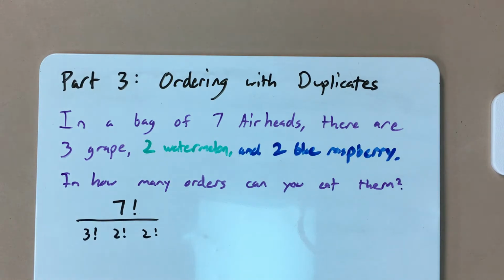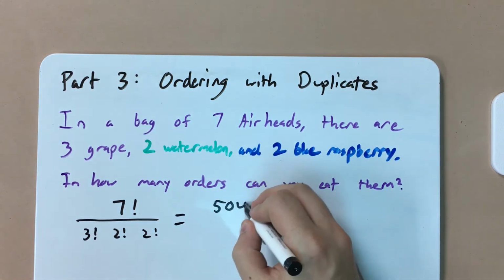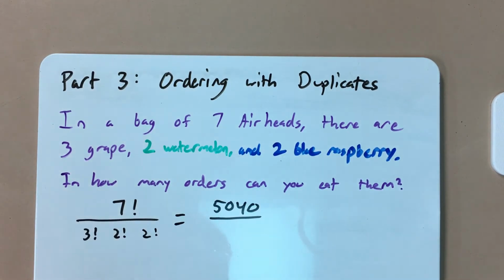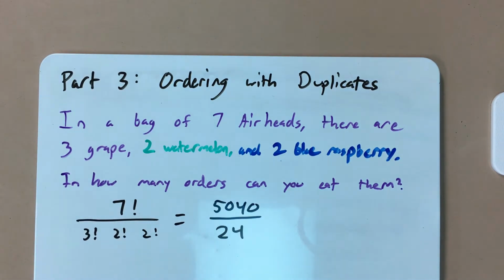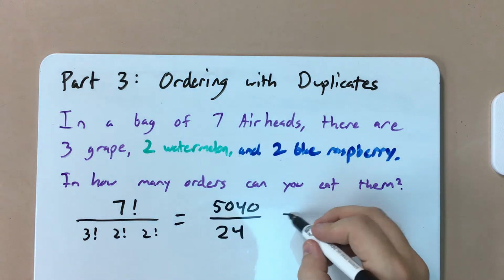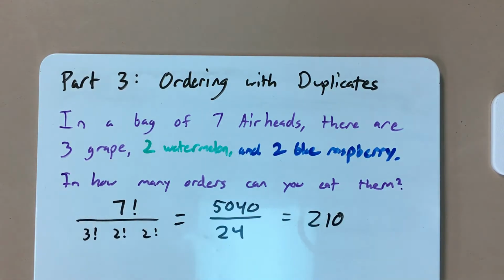Now, our only goal is to just go ahead and figure this out. 7 factorial is 5,040. 3 factorial times 2 factorial times 2 factorial is going to be the same as 6 times 2 times 2, which is 24. And 5,040 divided by 24 is 210. So in a bag of 7 Airheads, where we have 3 of one flavor, 2 of another flavor, and 2 of a third flavor, there's 210 ways to eat them.